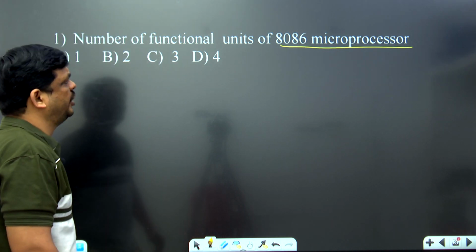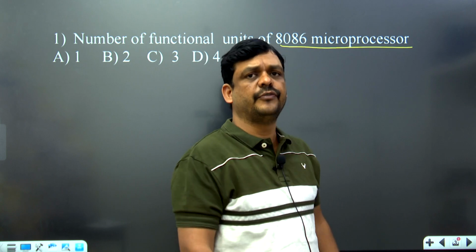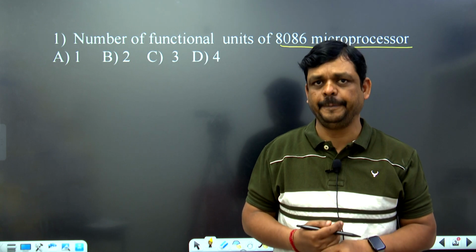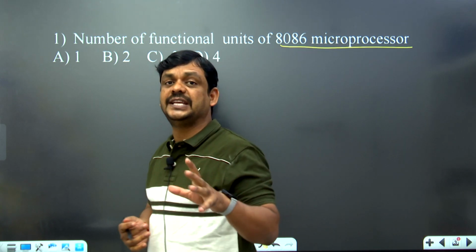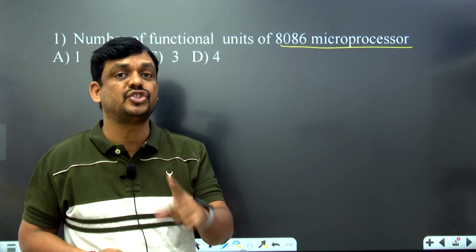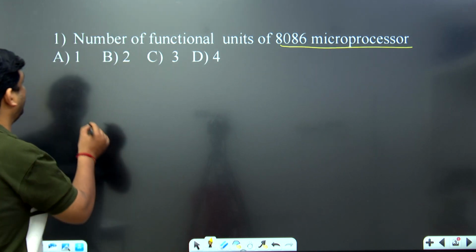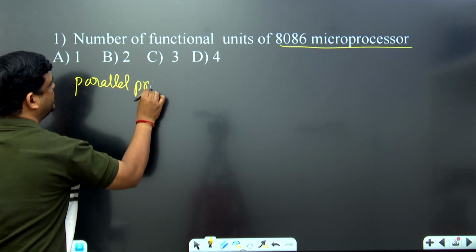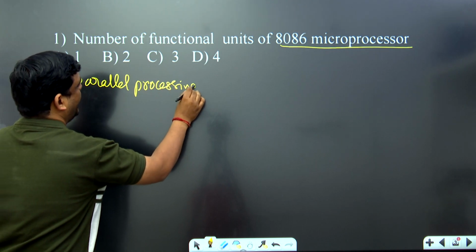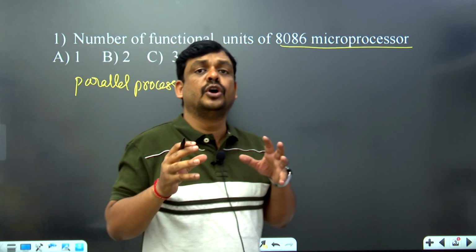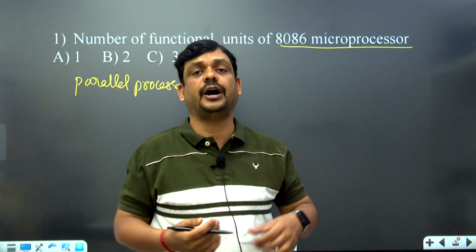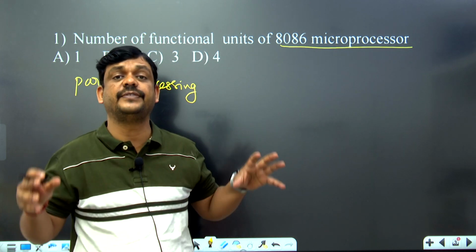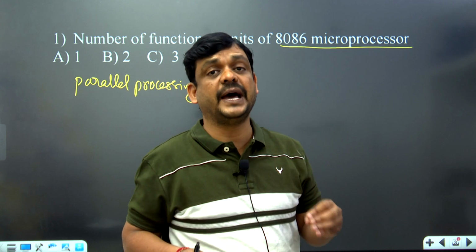Now, number of functional units of 8086 microprocessor. For that purpose, we have to understand the architecture of 8086 microprocessor, right? So 8086 microprocessor supports pipeline structure. It is also called parallel processing, right? Parallel processing means at the same time more than one unit performs operations. So multiple operations at the same time, different units perform different operations. That type of operation is called parallel processing.